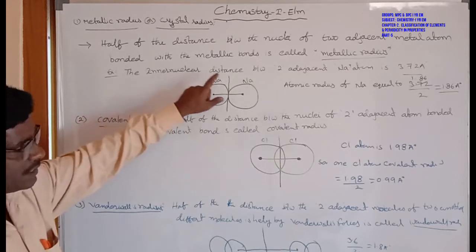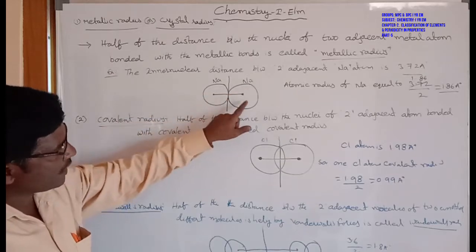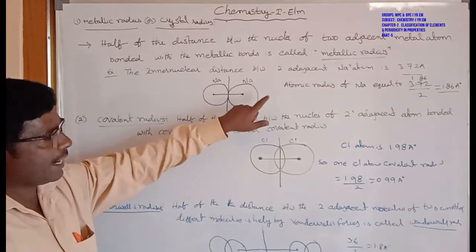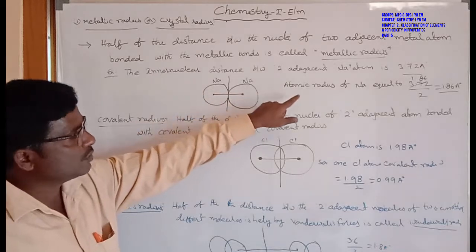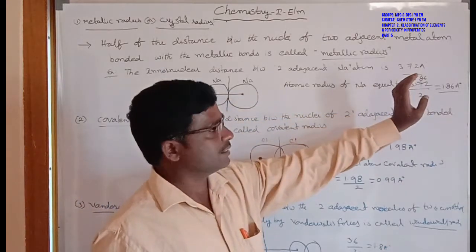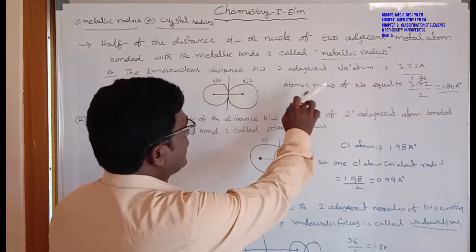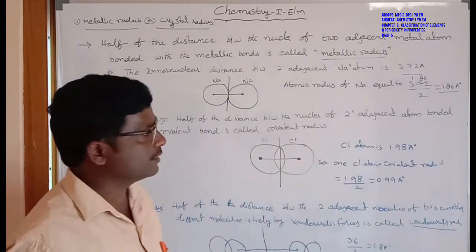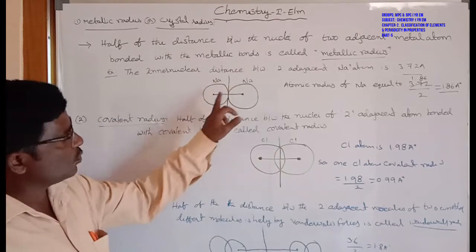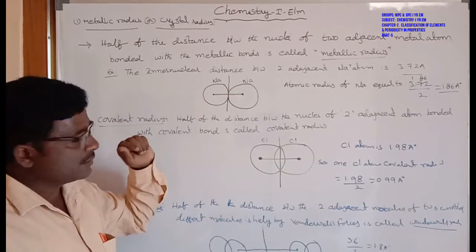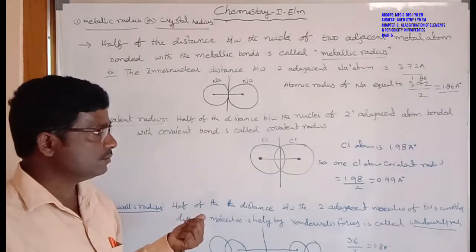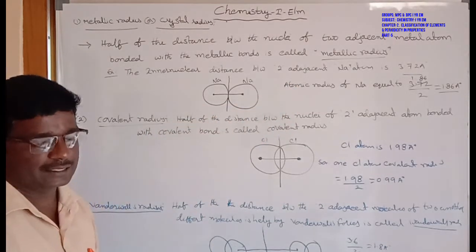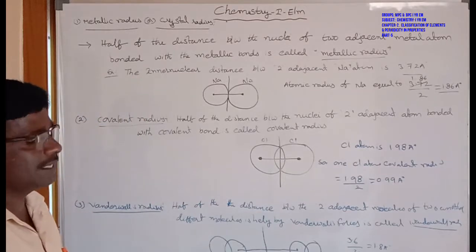Example: the internuclear distance between 2 adjacent sodium atoms is 3.72 angstroms. So the metallic radius of sodium is 3.72 divided by 2, which is equal to 1.86 angstroms. That is also known as the metallic radius or crystal radius.